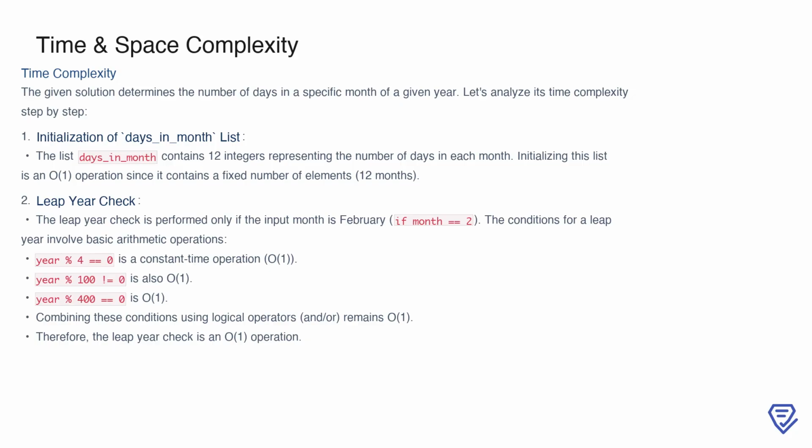Next, we handle a specific case for February, which might have 28 or 29 days depending on whether the year is a leap year. Checking for a leap year involves evaluating three conditions: whether the year is divisible by 4, not divisible by 100, or divisible by 400. Each of these checks is performed using simple arithmetic and logical operations, making each individual check an O(1) operation. Combining these conditions doesn't change the complexity, so the entire leap year check remains O(1).